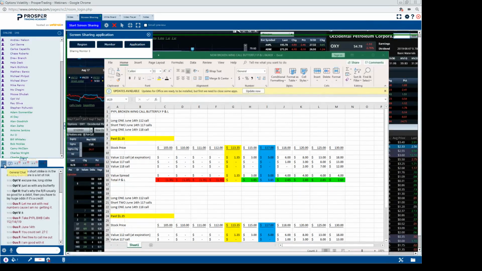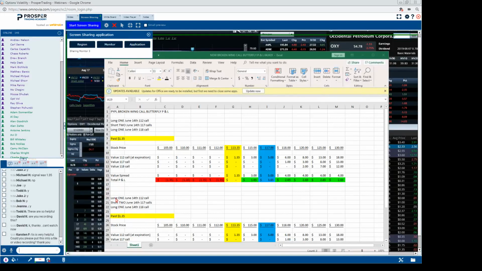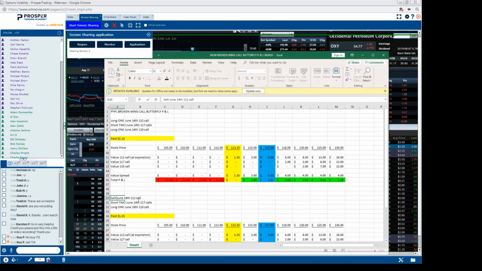Okay, so what Gus wanted to do, and Gus, correct me if I'm wrong, was sell a 112 call, right? Or you wanted to buy that, sell the two. Okay, got it. He wants to buy the 112, but then sell two 114s, okay?